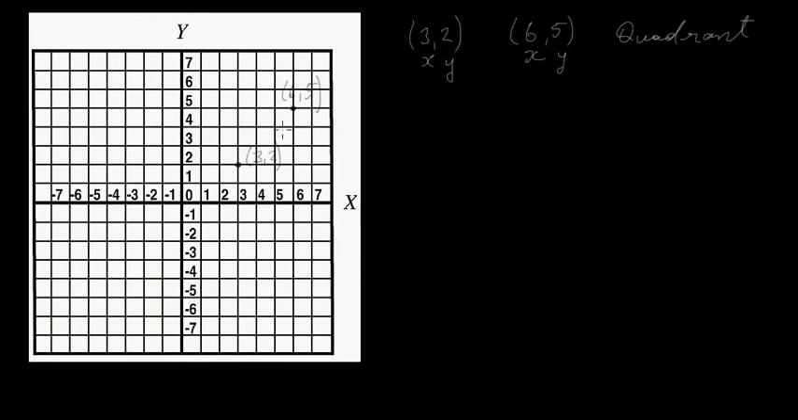You'll notice here in the first quadrant that the x and the y values are all positive. You're going out the positive x-axis, you're going up the positive y-axis. So your x and y values here will all be positive.